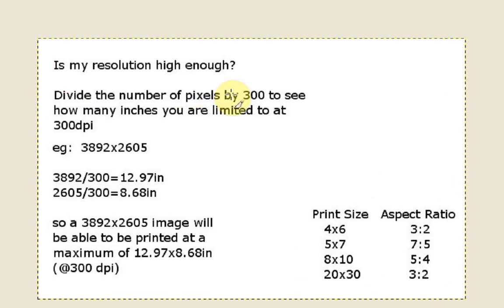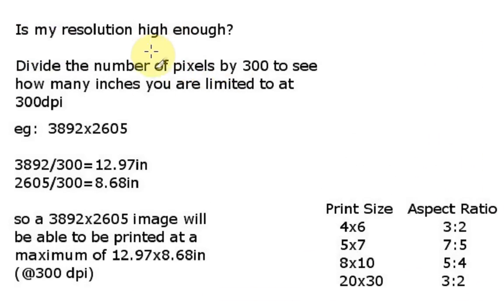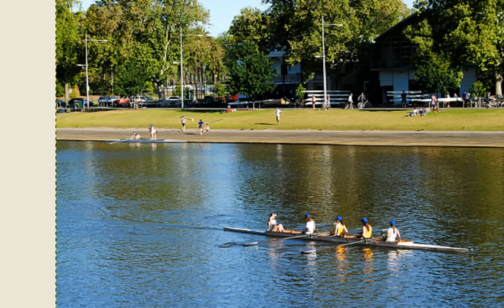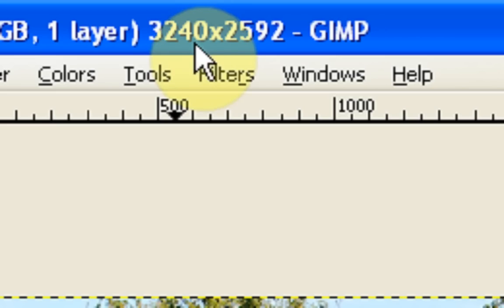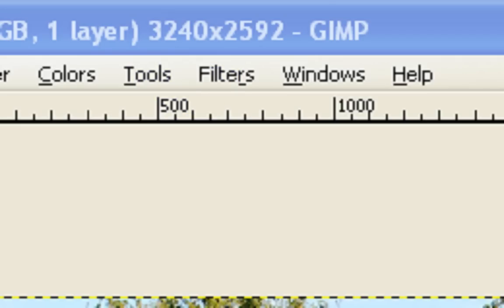So if I go back to my cheat sheet, we're trying to answer the question, is my resolution high enough? In order to figure that out, what we need to do is divide the number of pixels by 300. The reason we do that is because photo quality printing happens at 300 dots per inch. So basically, if you can get 300 pixels per inch of your image, then your resolution is high enough. So up here we've got 3240, and very simply we need to divide that by 300.